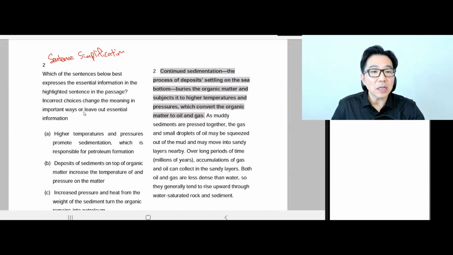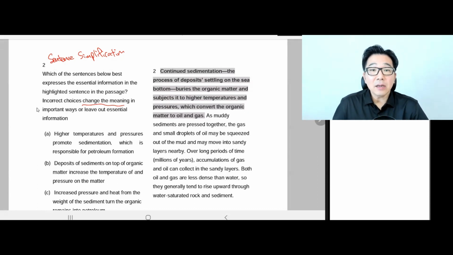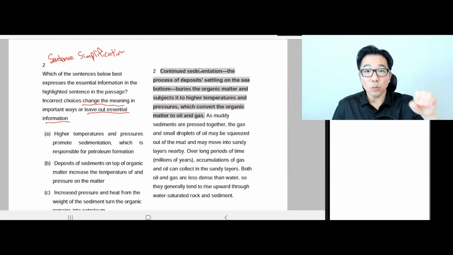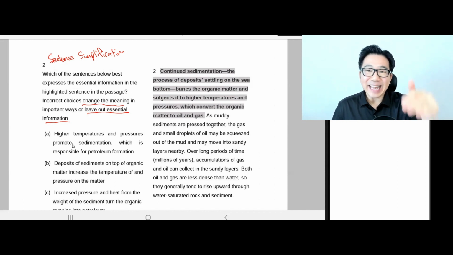Incorrect choices change the meaning in important ways or leave out essential information. So a wrong answer will have a different meaning from the sentence, and/or leave out essential information, which is a big part of this question type. This sentence may have two parts in it, and one of the answer choices may have one part but not the second part. Then it will be the wrong answer because it left out some essential information from the sentence.